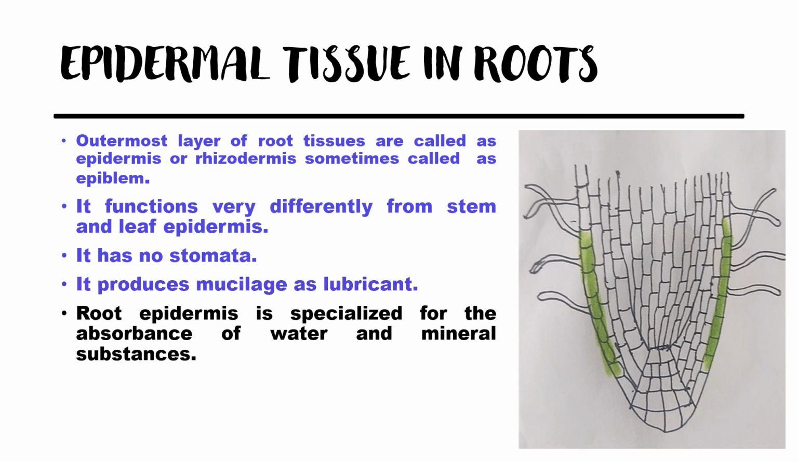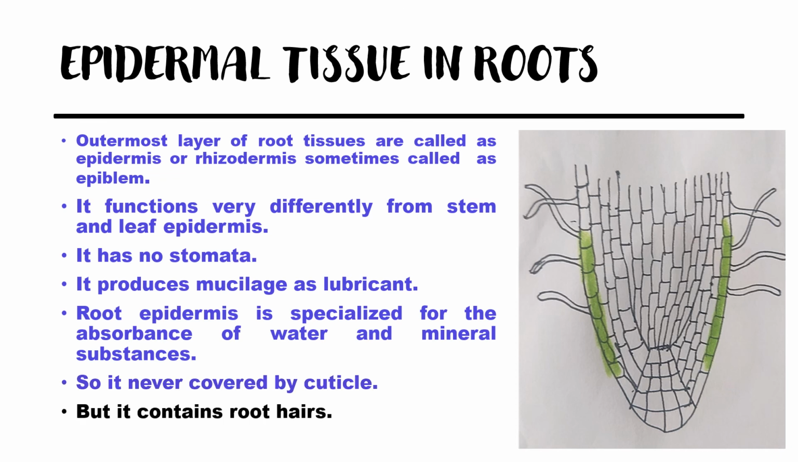Root epidermis is specialized for the absorption of water and mineral substances. So, they do not contain any cuticle. As we know, cuticle prevents absorption of water as well as loss of water. But it contains root hairs for absorption.